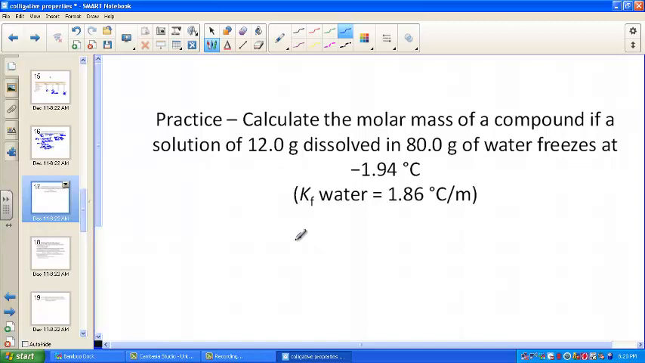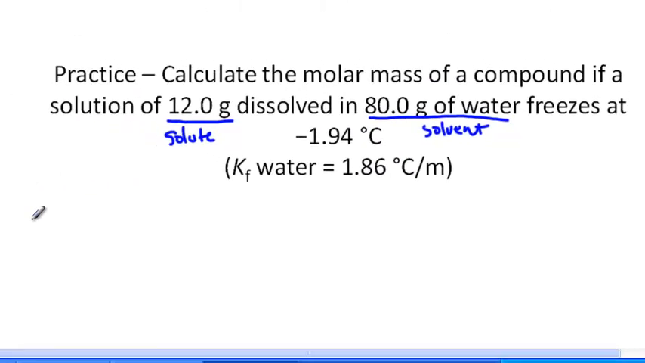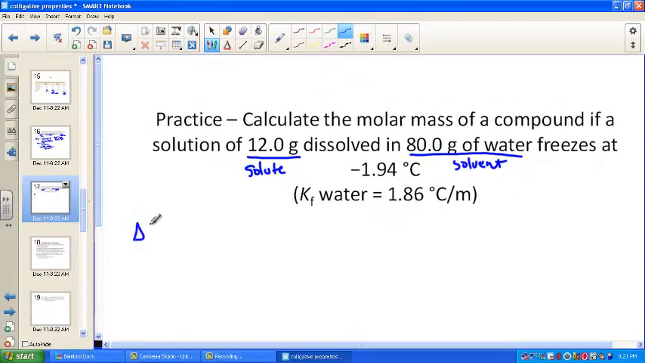Reading with me, it says, calculate the molar mass of a compound if a solution of 12 grams, this looks like the solute mass, is dissolved in 80 grams of water. This is the solvent information. And it's freezing at negative 1.94 degrees Celsius. Oh, in this problem, they didn't make us look it up. Here's the Kf provided.